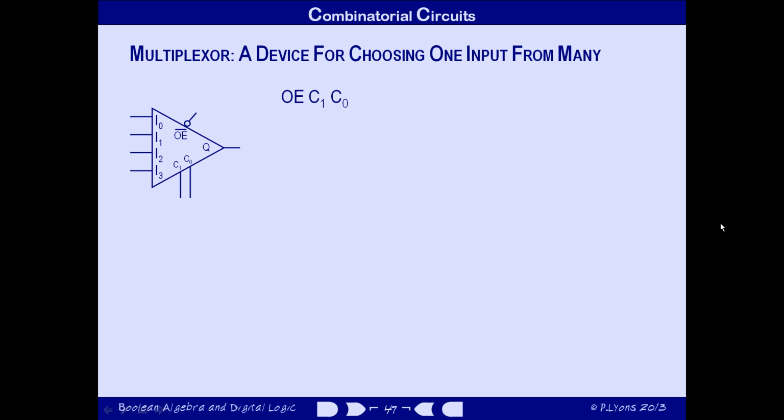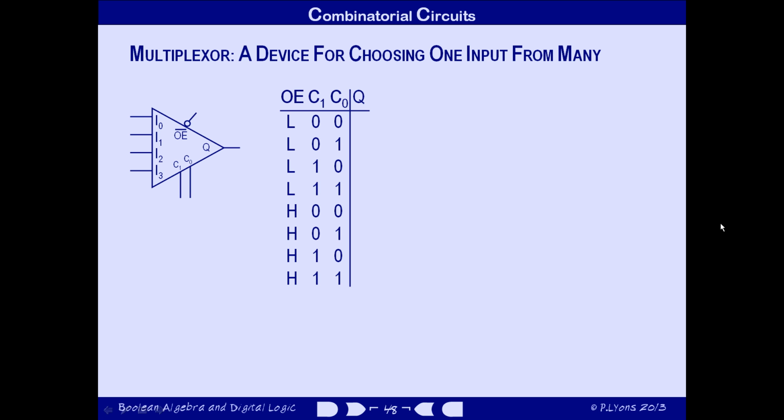What we'll do is to show the 3 control inputs on the left-hand side of the table. The output is labelled Q for reasons that we'll come to in a moment, and there are thus 8 input combinations shown in the table. The reason we can do this reduction is that only one output can be high for any of those input combinations. So we can put the data inputs in the output column.